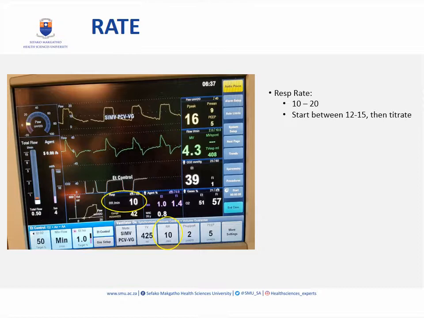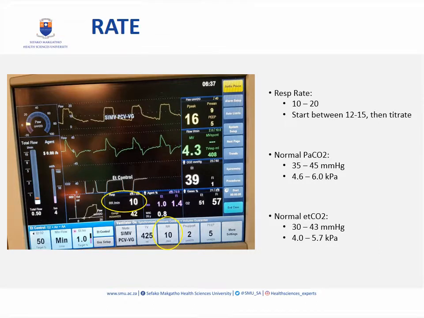Now remember, the normal partial pressure of CO2 in arterial blood is 35 to 45, or in kPa it's 4.6 to 6.0, right? Now the end tidal CO2 measurement is usually 2 to 5 millimeters mercury lower than the partial pressure of CO2, right? So let's just look at that. So the normal end tidal is actually lower than the partial pressure of carbon dioxide.